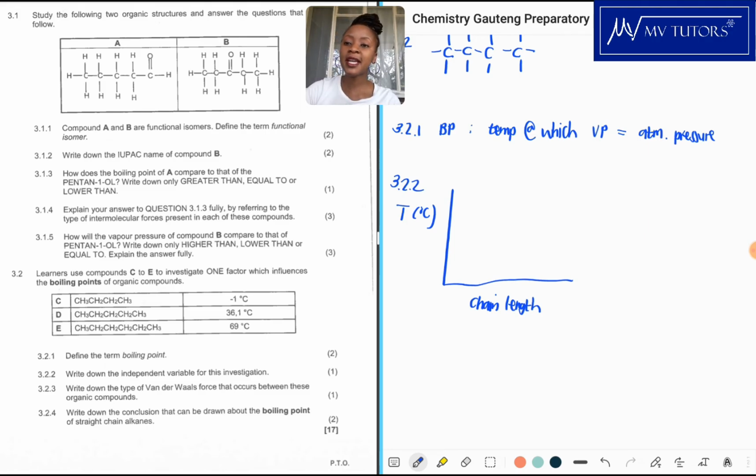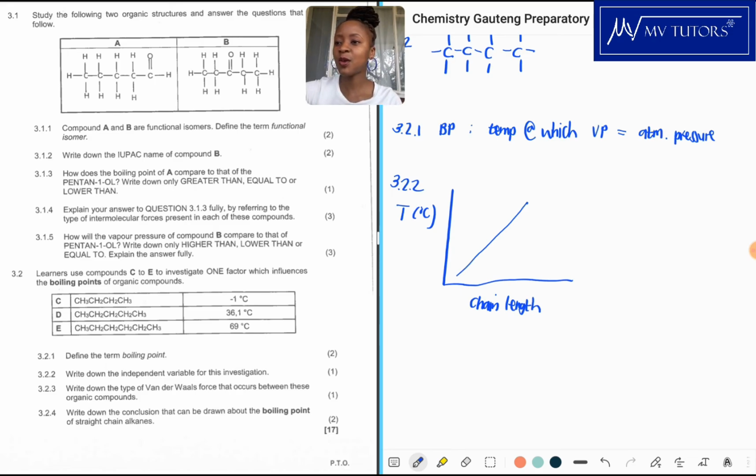Yeah, so your chain length, I would put it on the x-axis because it is what it is. And alkane, butane, it is what it is. Pentane, it is what it is. But the longer your chain length becomes, the higher the temperature. So it's directly proportional, I would say.